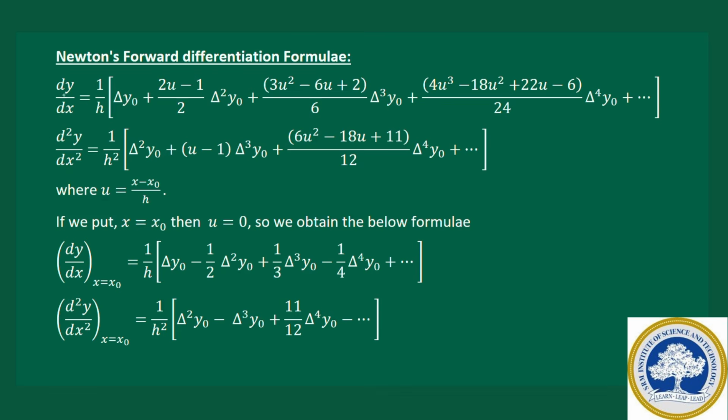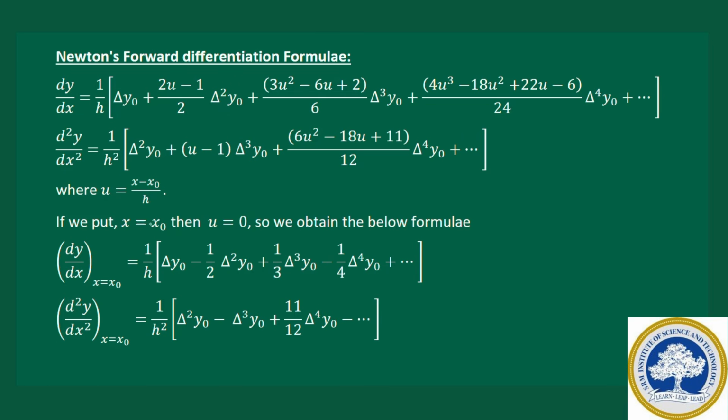Next, both these formulas, dy by dx and d square y by dx square, are in terms of u, where u denotes x minus x naught by h, h is the interval length and x naught is the initial value. These two formulas can be reduced further by substituting x equal to x naught. When you put x equal to x naught in u, x naught minus x naught gives 0, and hence u is equal to 0.